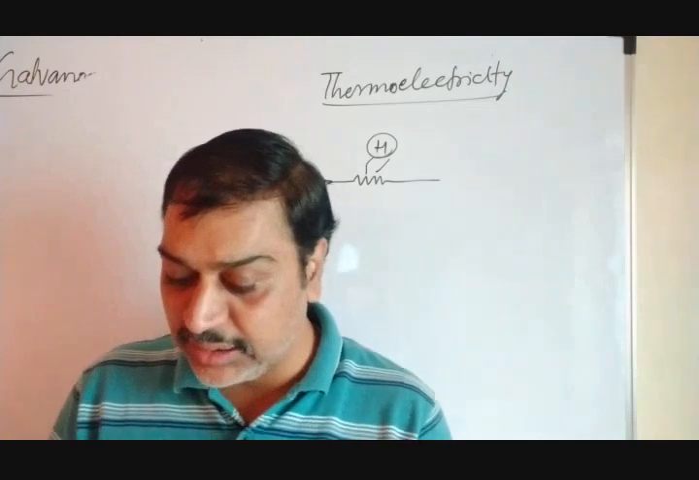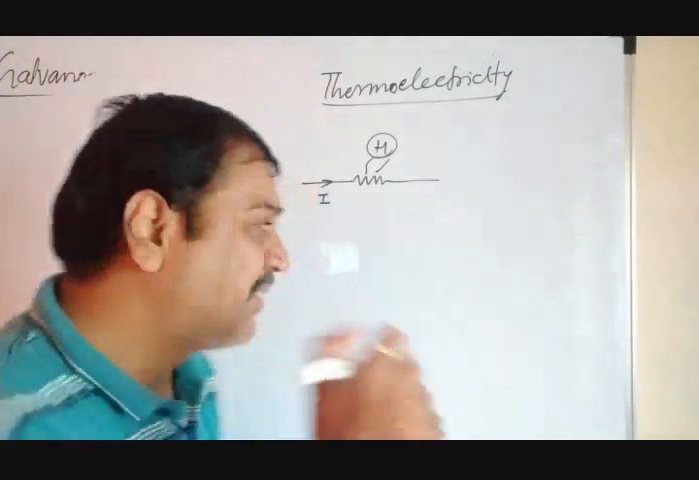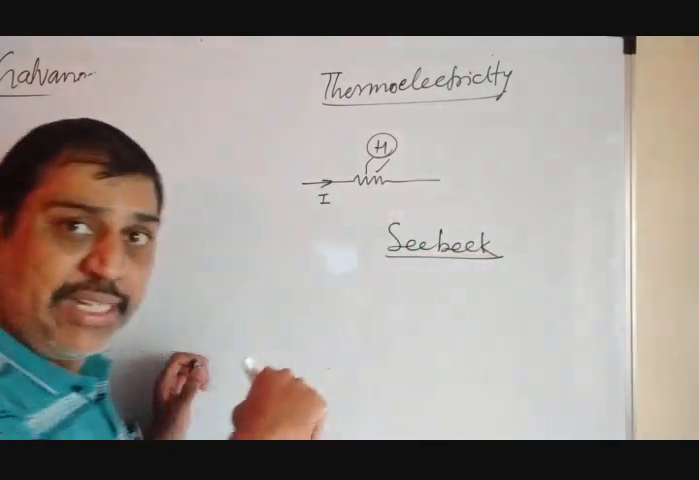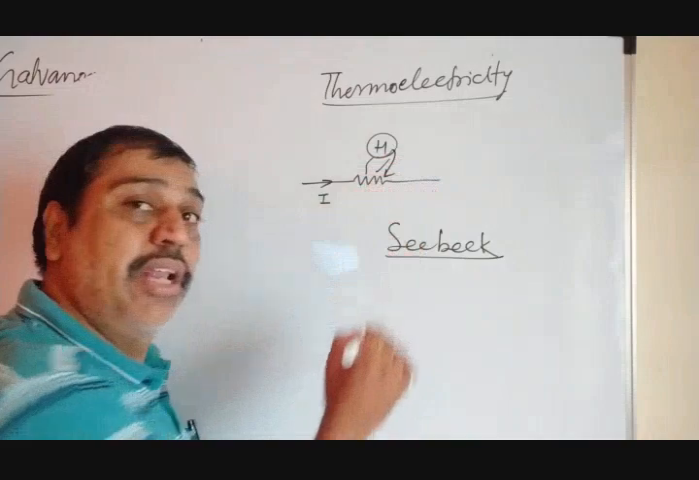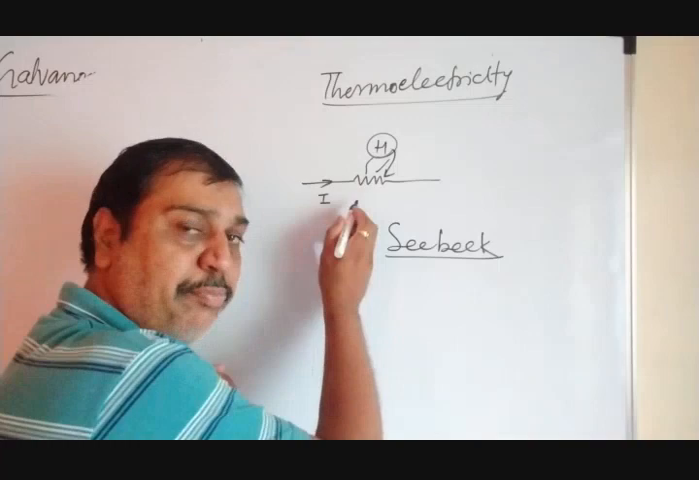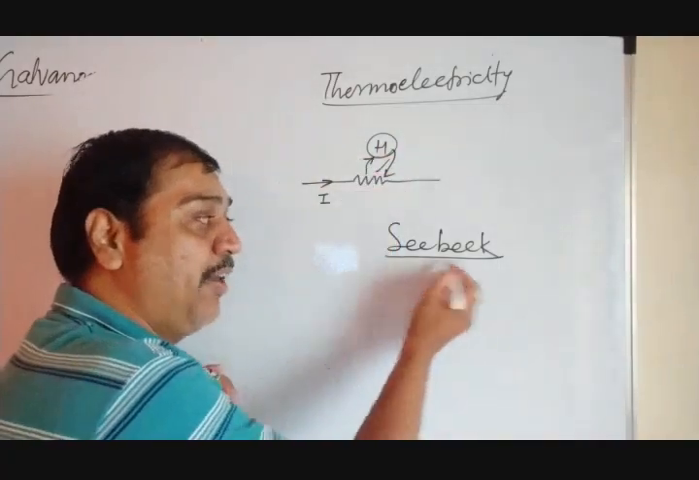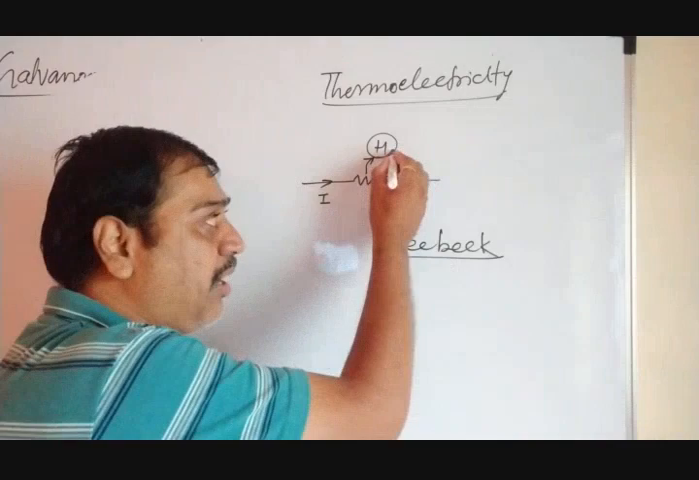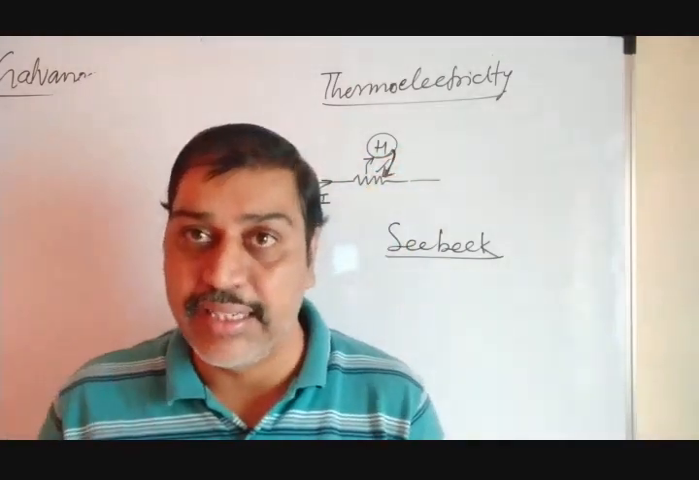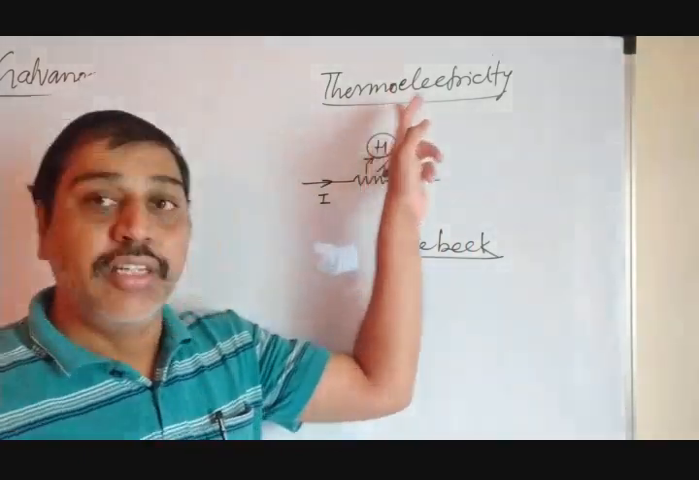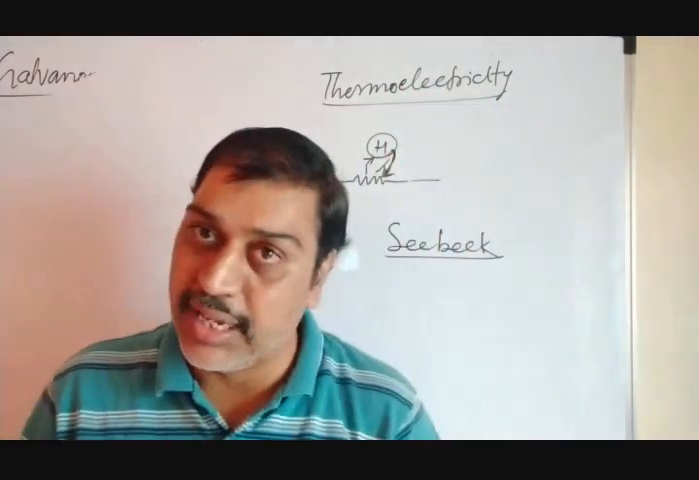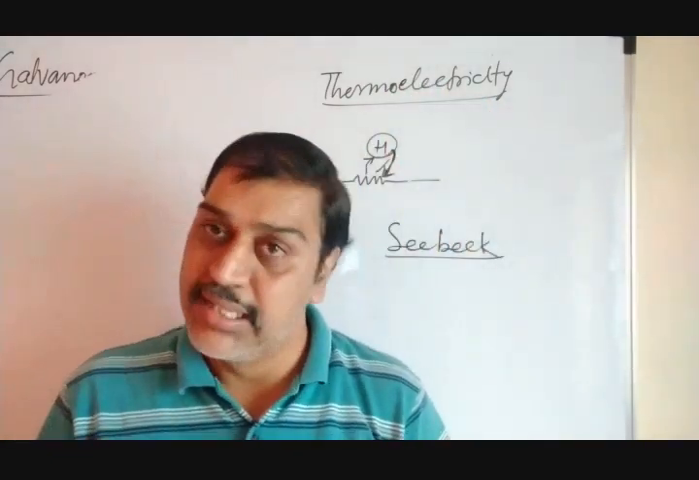In the same way, there is a scientist whose name is Seebeck. What he discovered was the opposite thing: heat can be converted into electricity. In our case, current passes through the conductor or some device and produces heat. But according to Seebeck, this heat can be converted into electric current, and that is said to be thermoelectricity. Due to an increase in temperature, some current gets produced, and that is said to be thermoelectricity. And this effect is said to be the Seebeck effect.